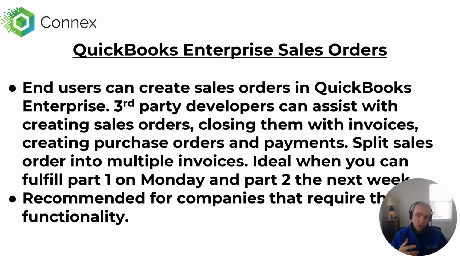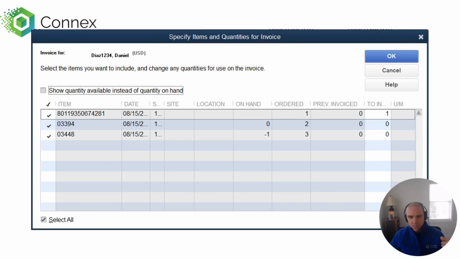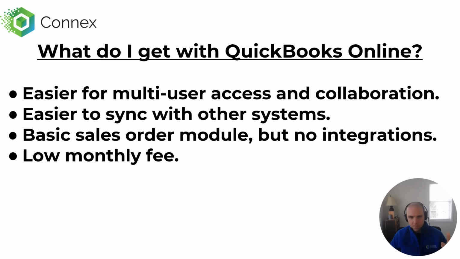whereas with QuickBooks Online, as of the time of this video, there's no API, which means that you have to do a lot of work by hand. So they have a pretty basic module. You can split the transactions in QuickBooks Enterprise into multiple sub-invoices, and I recommend QuickBooks Enterprise for this particular solution. Here's an example of QuickBooks Enterprise. You can select which items you want to split.